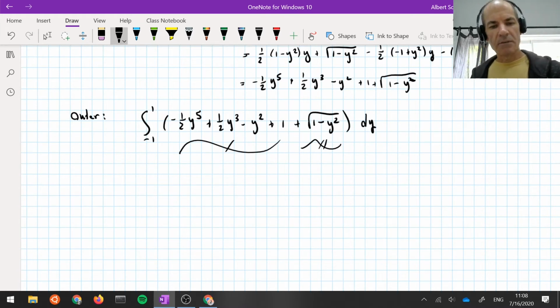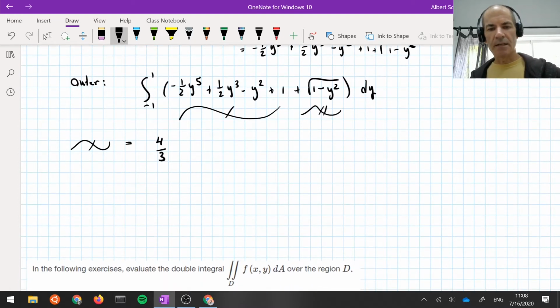If I do the stuff that's polynomial, I'm going to leave that to you. These are just polynomial integrations. We plug in 1, we plug in -1. What we're going to get is 4/3. So I'll leave that to you to check. Let's look at the other integral and review a little bit of our trig substitution. So -1 to 1, square root of 1 minus y squared dy.